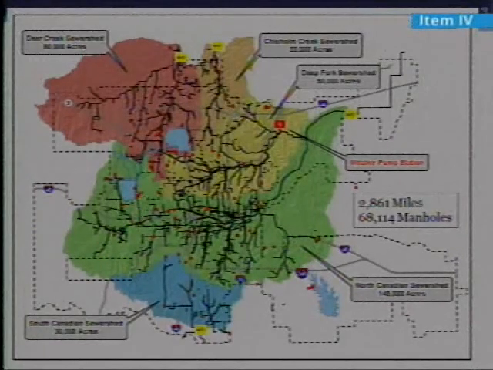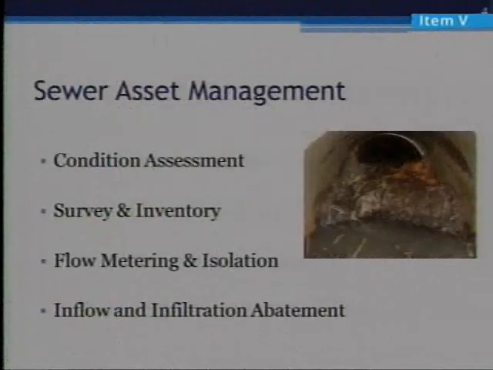So as y'all are aware already, we have 5 primary basins that comprise 2,861 miles of gravity sewer mains and over 68,000 manholes. Our goal with the Sewer Asset Management Program is to be proactive and ensure optimal performance with minimum expenditures. So we're going to embark on the Sewer Asset Management Program that has 4 components. The first component is going to be the condition assessment.